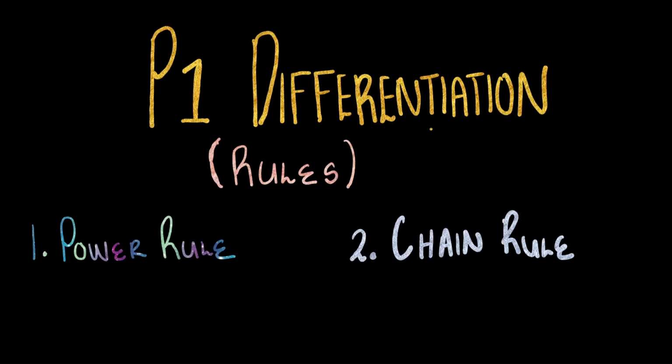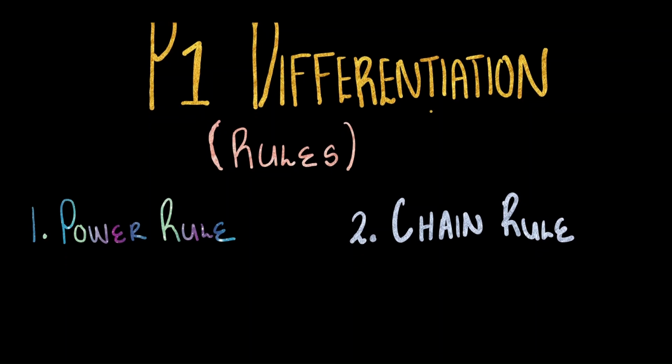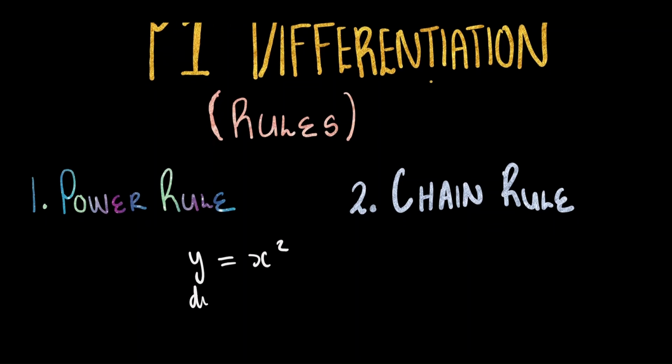Okay, now let's go through the rules and see what they actually say. Before I show you the rules, I want to show you one way of writing the Leibniz notation. Remember that for Leibniz, if you have y equal to x squared, then you would say dy/dx is equal to 2x. I'm about to teach you the power rule, which helps you know that it's 2x.